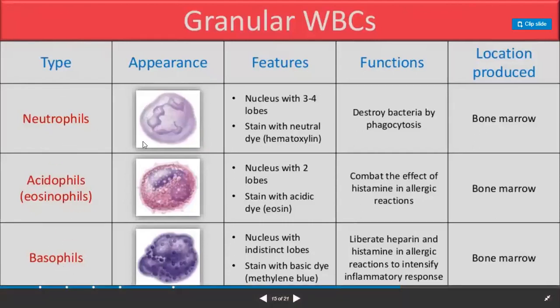So here you find the appearance of the neutrophils. You would notice from this picture here that the neutrophil has some kind of lobes. You see these lobes that look like an earpiece, right? Now, you will find that it has about 3 to 4 lobes. 1, 2, 3, 4. Yeah, so neutrophils have about 3 to 4 lobes.